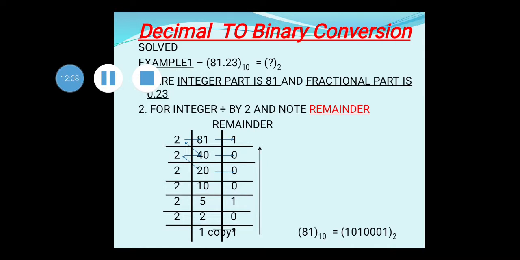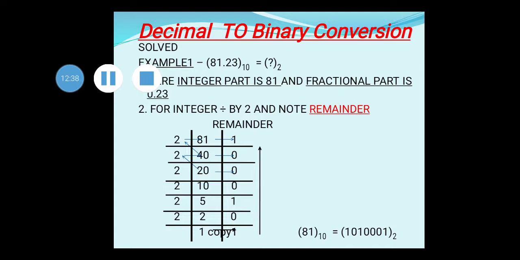Now 20 is greater than 2, so again I'm going to divide by 2. I get the quotient 10 and remainder 0. I'm going to note down that remainder in the remainder column. Now this 10 is greater than 2, so I have to divide it again by 2. When I divide, I get the quotient 5, which is written below the 10, and the remainder is written on the side of 10, that is 0.